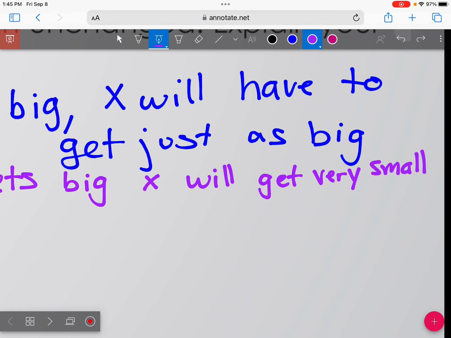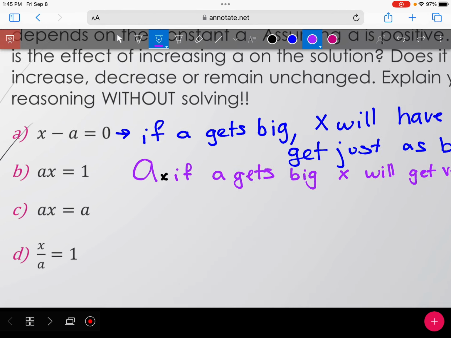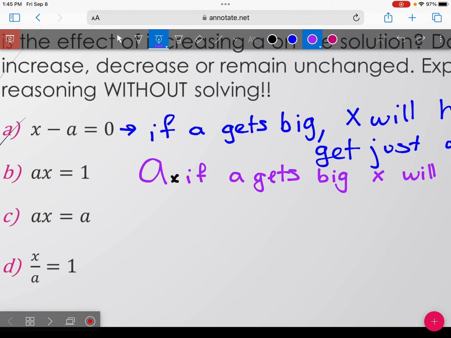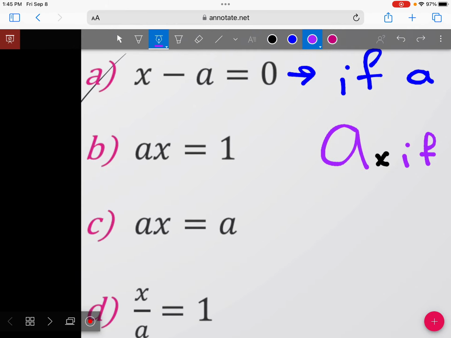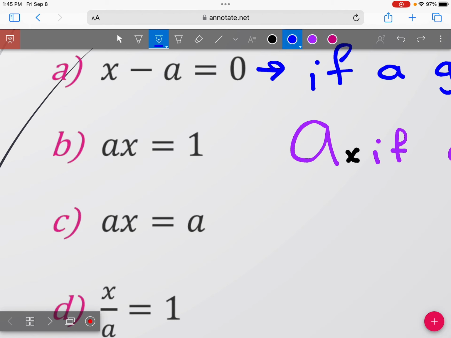Here there's something called inverses. What that means is x would have to be 1 over a. So this would be one of those ones that you could plug in and test it. If a is 2, x would have to be 1/2 to make it equal 1. If a became 4, x would have to get even smaller, down to 1/4. If a went up to 10, x would have to be 1/10, even smaller. So you can plug in values to test it. And this is one that sometimes it helps us see that.